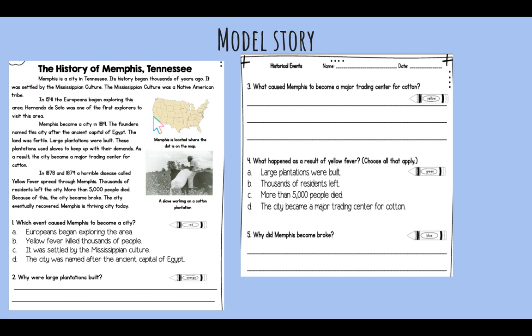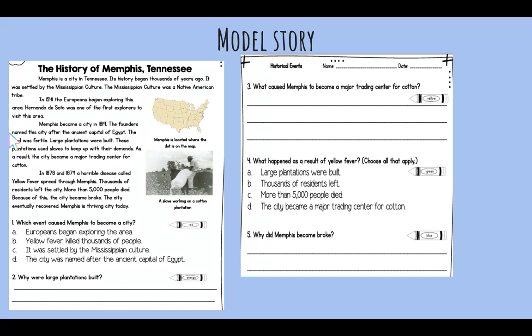Okay. Also, I want to bring your attention here. If you look over here, I love how it gave us this map of the United States, because it says Memphis is located where the dot is on the map. So if you see this little dot here, that is where Memphis is located, which is really cool. Also, I love how it gives this picture down here. This says this is a picture of a slave working on a cotton plantation. So it helps give us this visual of what was going on during these times.